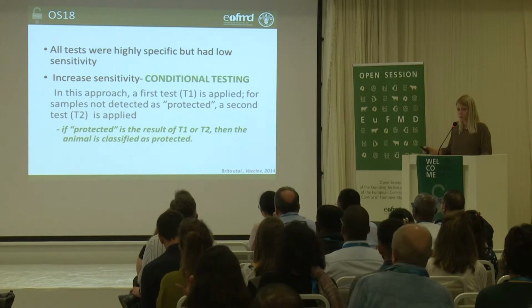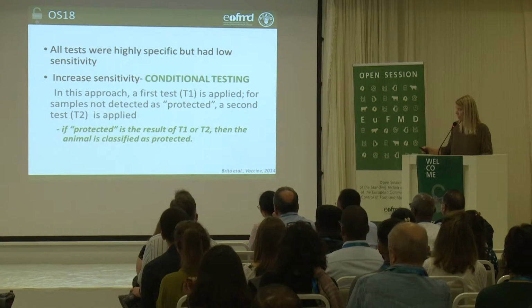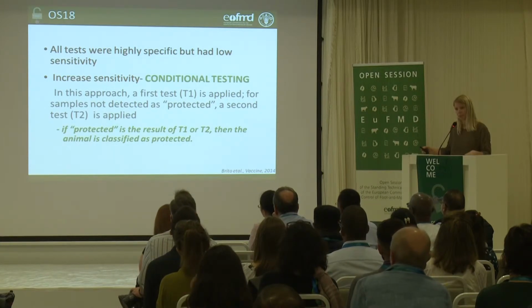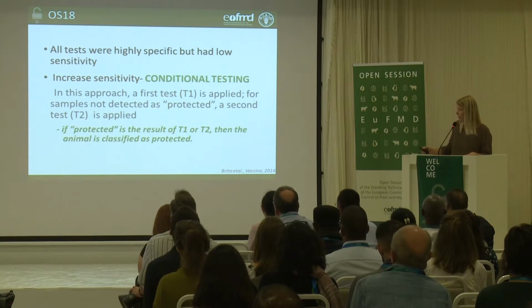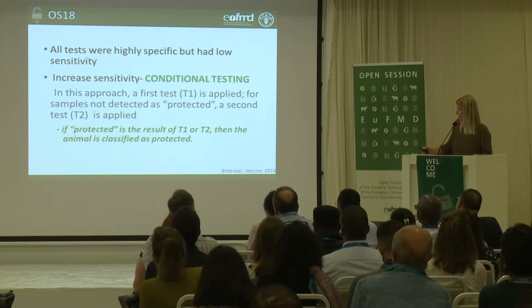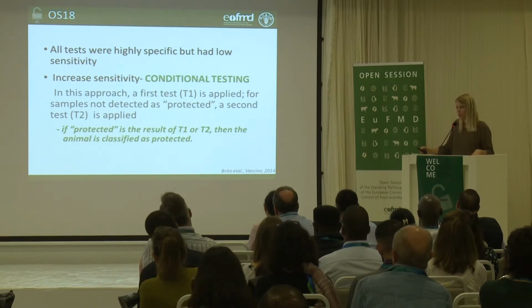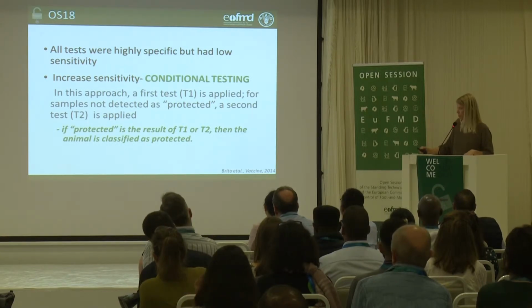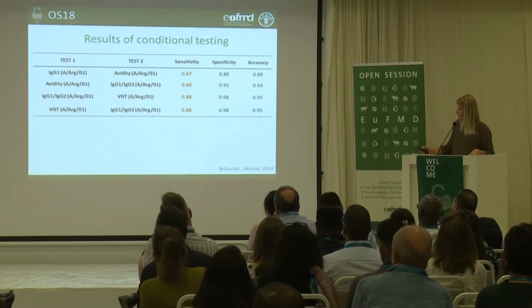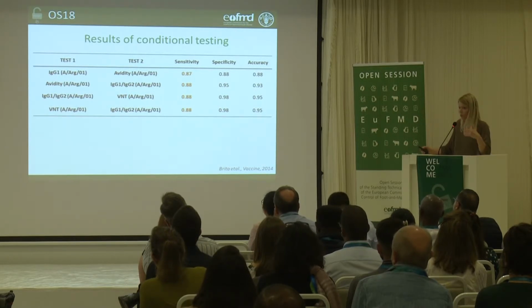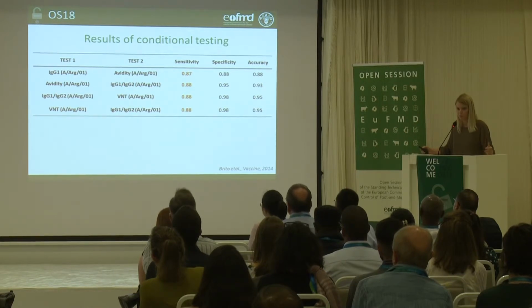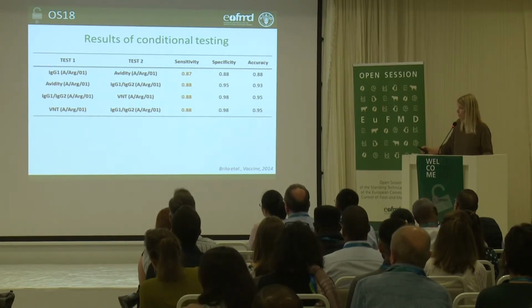So a way we tried to figure out how to solve this issue was to use conditional testing. So not just one assay, but combining 2 assays. So we did a first assay, and then samples that are not detected as protected are run by a second assay. So we trust in both assays to classify the animals as protected. And doing that exercise, in fact, and I show you only the best combinations, we see that the sensitivity increased to acceptable levels. You see there almost 0.9.